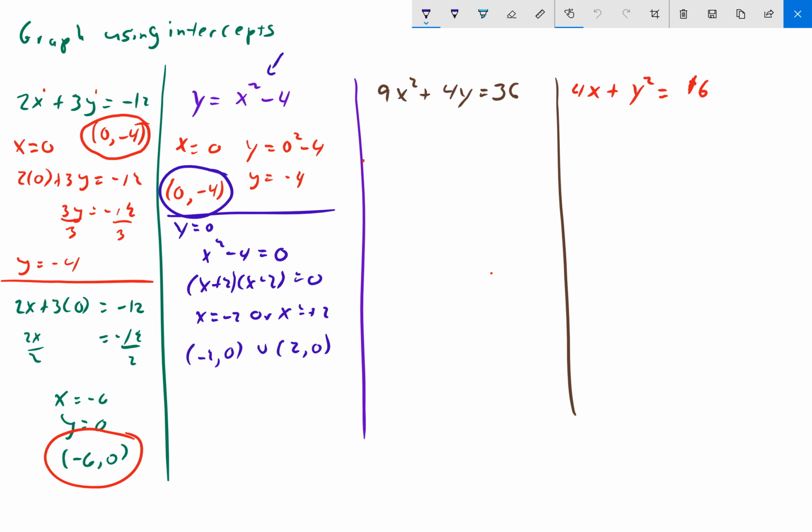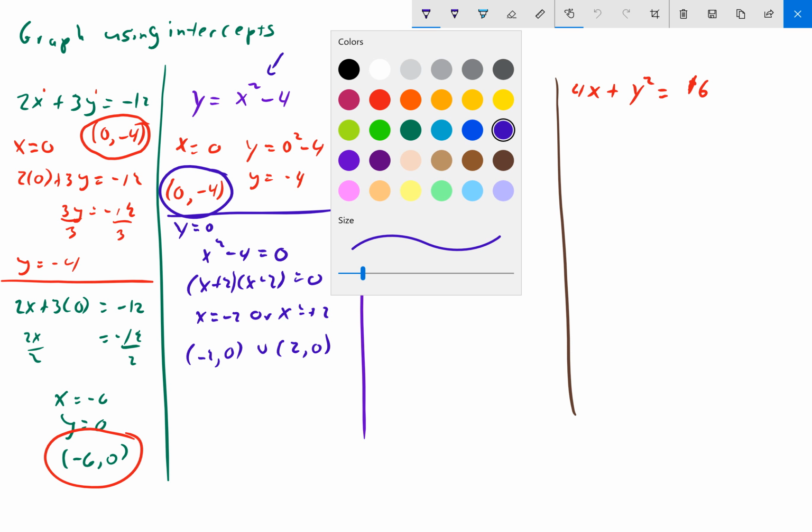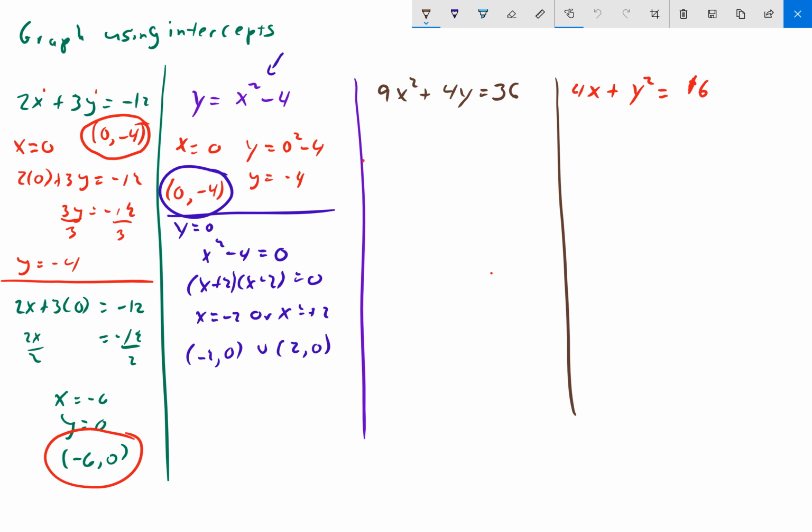Now I have something like this, and this one looks a little bit worse, but really, you'll notice it's really just another quadratic. And you know that because of this x squared here. So when x equals 0, I'm going to get 9 times 0 squared plus 4y equals 36. This whole thing is going to turn into 0, so I get 4y equals 36. Divide by 4, get y equals 9.